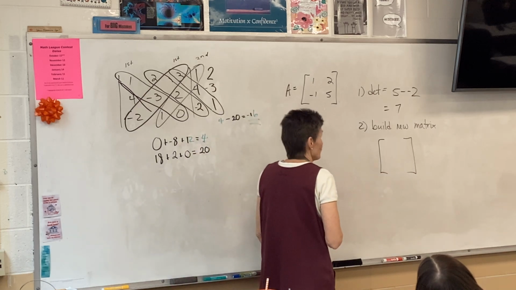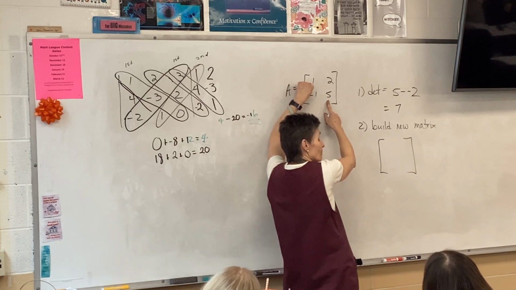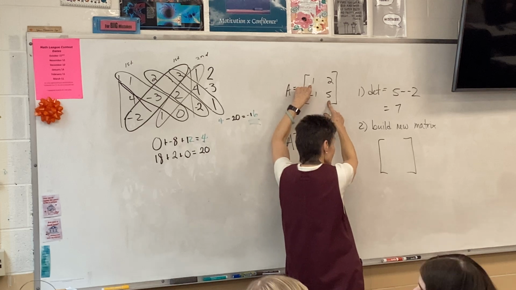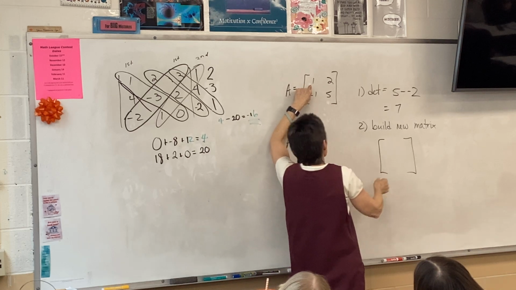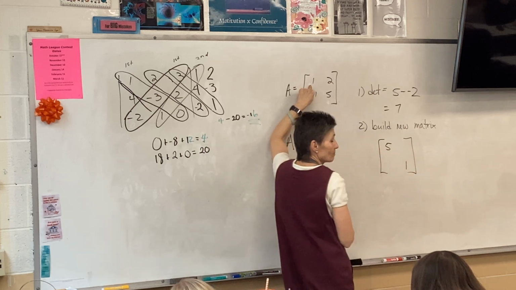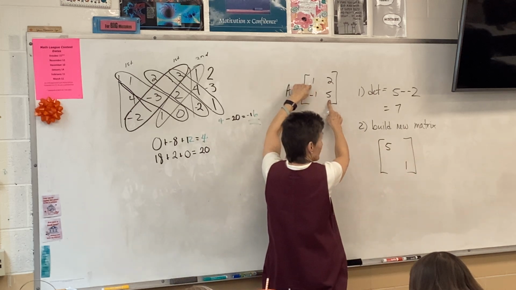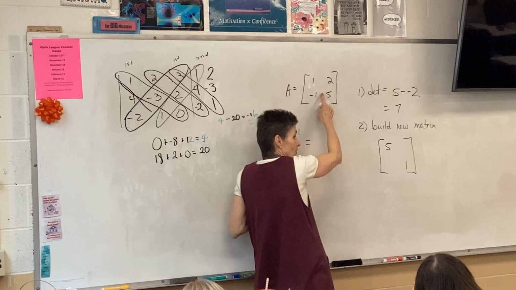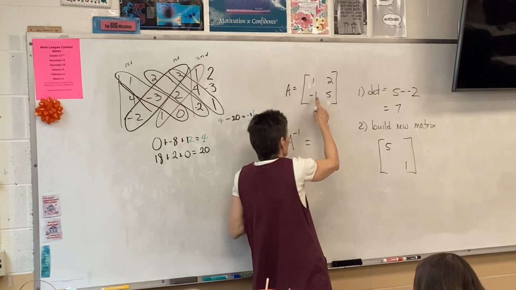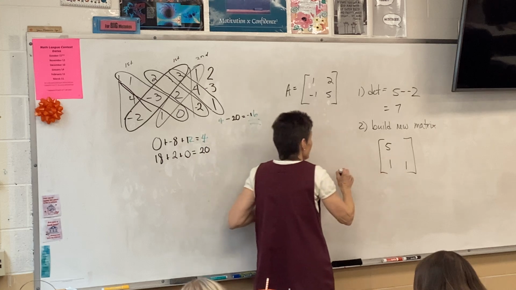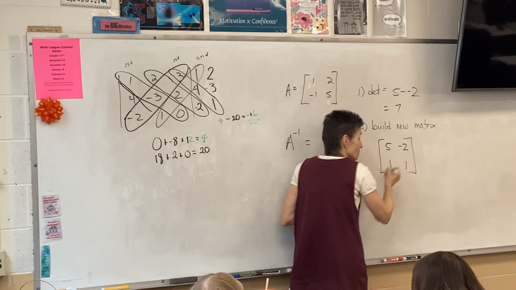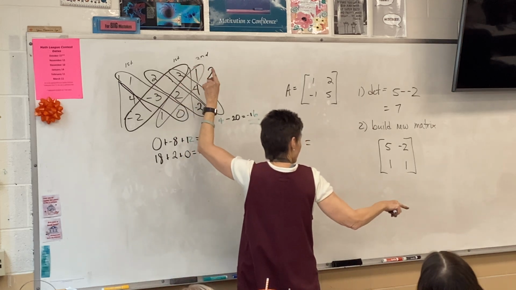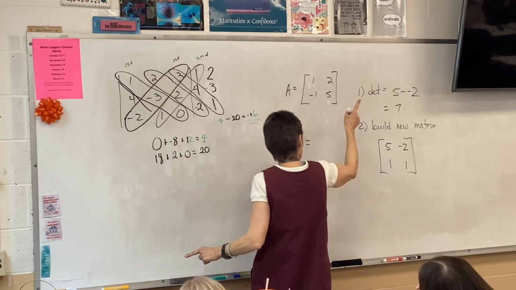To build the new matrix, look up here where I'm pointing. You take these two numbers and you physically switch spots. So you're going to have 5 here and 1 here. So these two numbers switch. These two numbers stay right where they are, but if it's negative, it becomes positive, and if it's positive, it becomes negative. So these two flip-flop, and these two change signs.